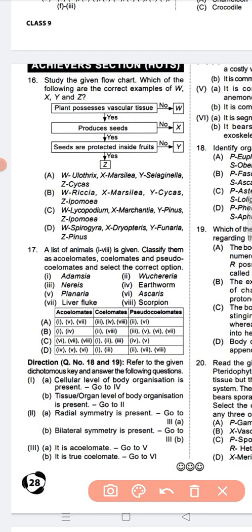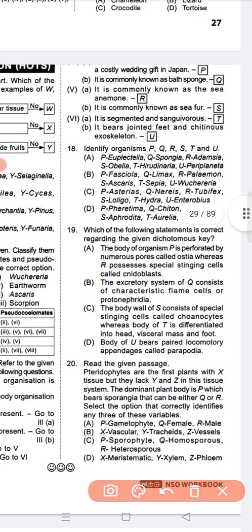Now question number 18. Identify the organism P, Q, R, S, T and U. So question number 18, option A is the correct answer. Question number 19, which of the following statements is correct regarding the given dichotomous key? So question number 19, A is the correct answer. The body of organism P is perforated by numerous pores called ostia, whereas R possesses special stinging cells called nidoblast. So question number 19, option A is the correct answer.